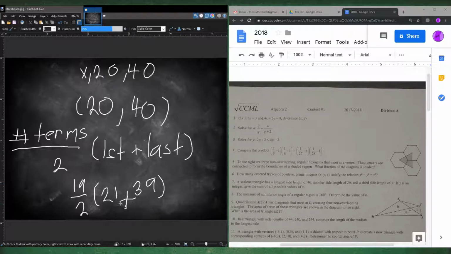So 21 plus 39 is 60, right? Since 19 is odd and 60 is even, and we had to divide by 2, we just divide 60 by 2. Sorry about that. So 60 divided by 2 is 30. So we have 30 times 19. So, what is 30 times 19?